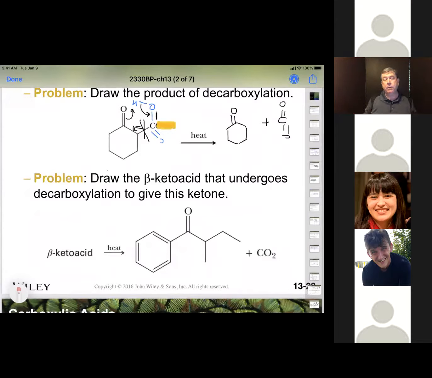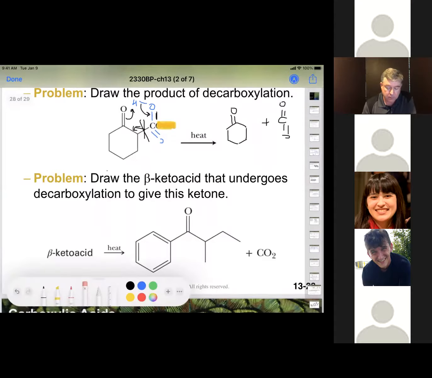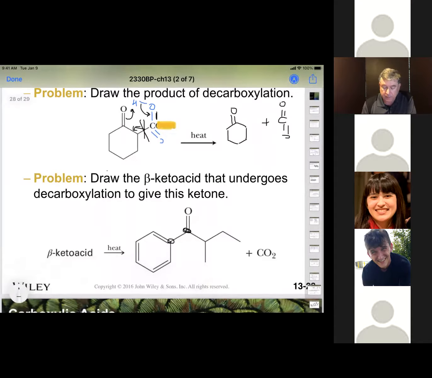Let's look at this problem and say, what did we start with? Okay, so let's figure out which carbon the carboxylic acid had to be on to give this product. Okay, so let's see, we have our ketone here. All right, we have our ketone here. And so our carboxylic acid had to be in a beta position to it. So, well, okay, that is the alpha position, beta position. This is alpha position, beta position. So we have to figure out where that is going to attach to.